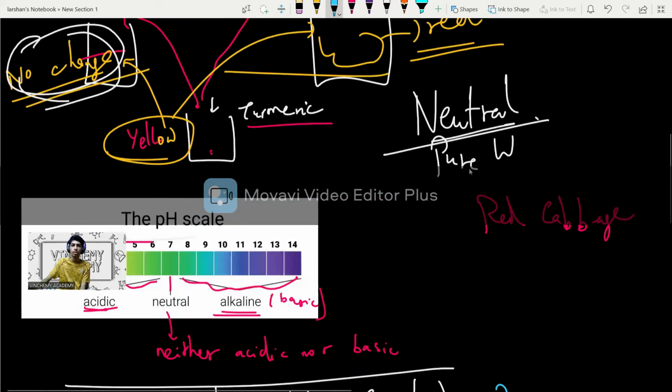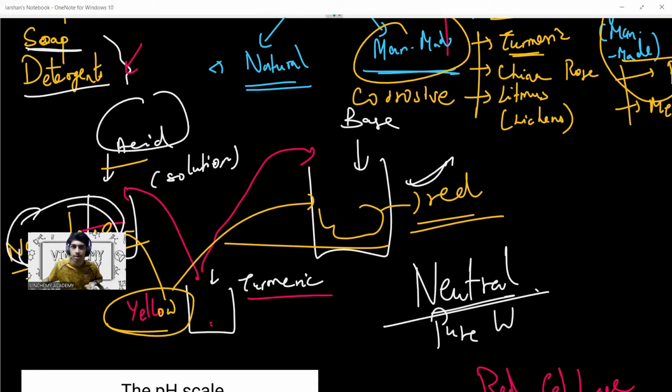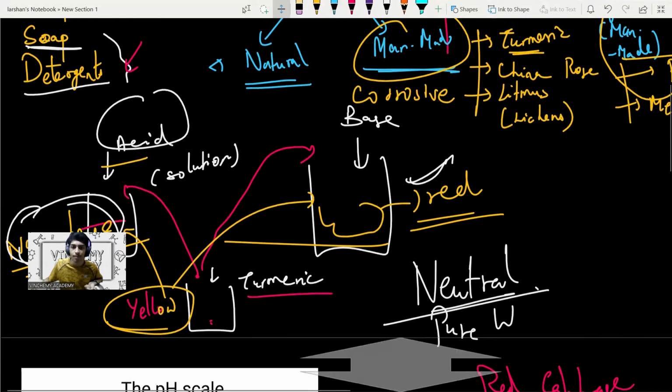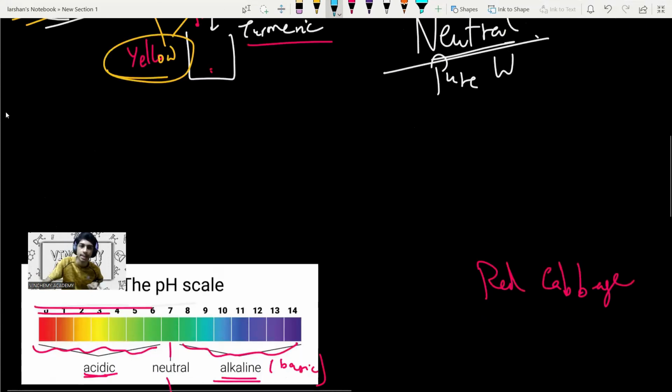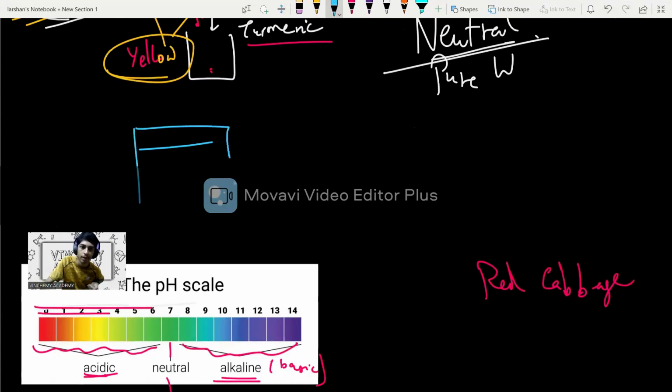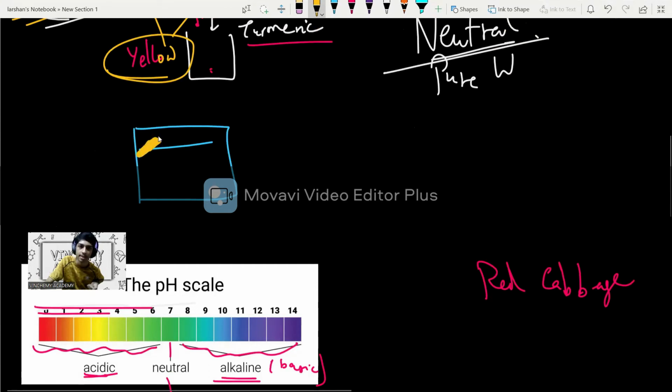Also one more thing, you can actually play with indicators. Like if you have turmeric, you can send secret messages with it. I'll tell you how. I don't know if you've seen these in YouTube videos, but it's an experiment where they take a paper and fully paint it with turmeric paste, dipping a brush in turmeric water.